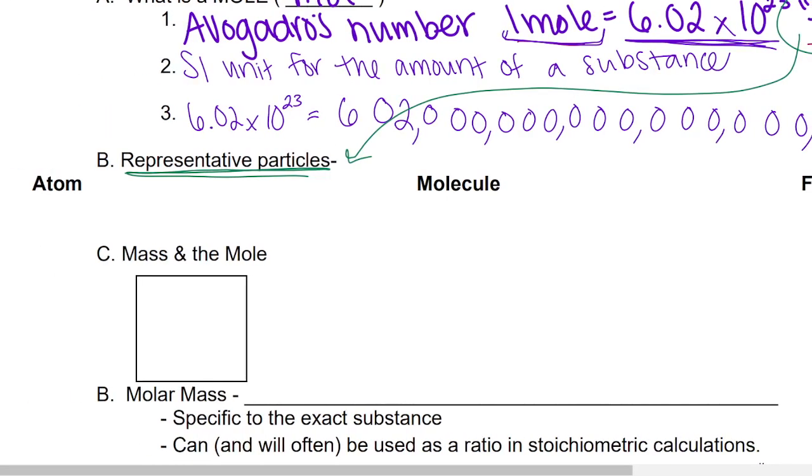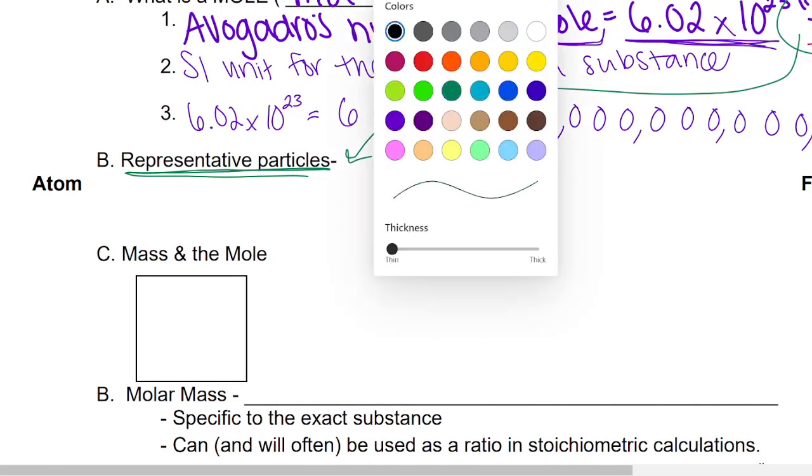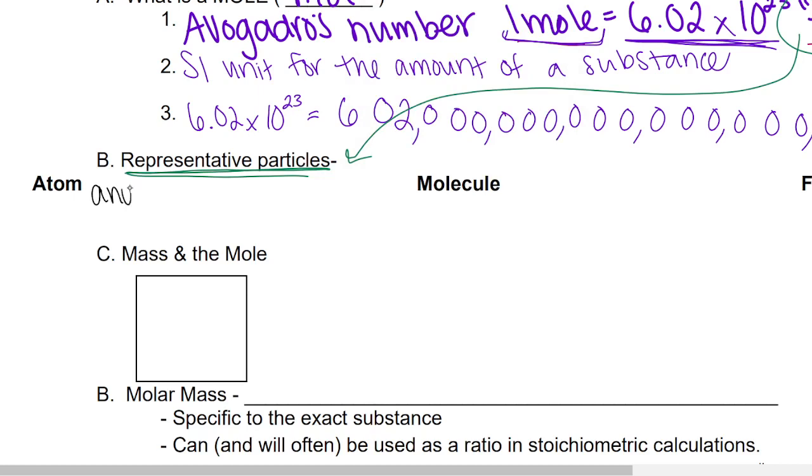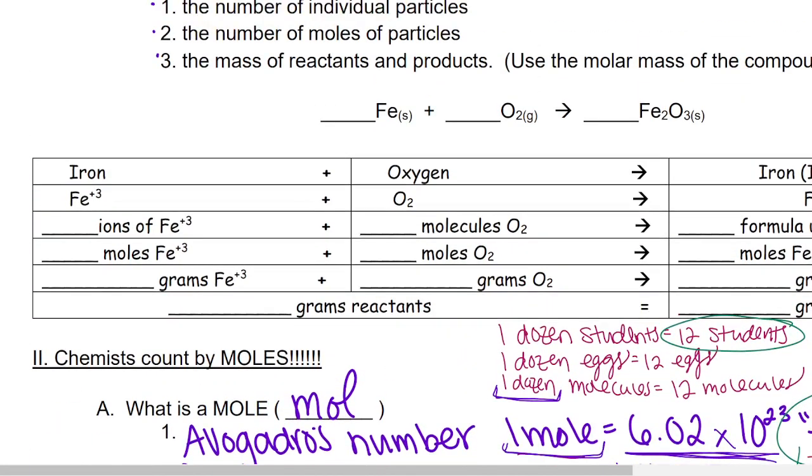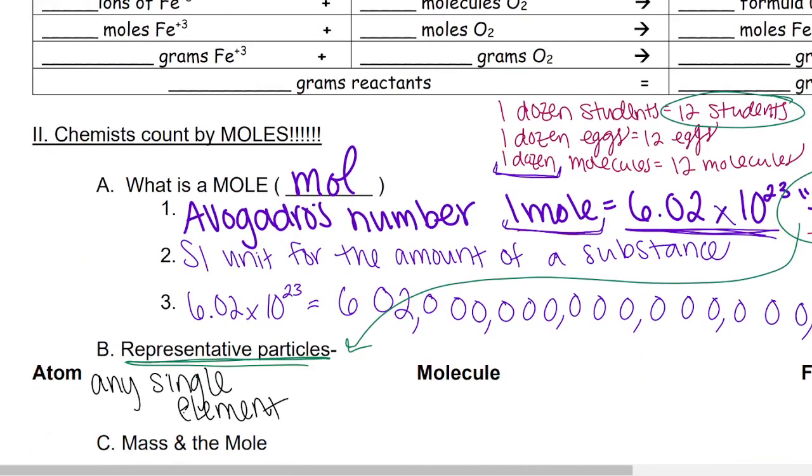So here I have an atom. On your periodic table at the top, you should have a basic definition for atom, which is just what? Any single element. So an atom is going to be any single element. So I could have a mole of atoms, or a mole of anything that is a single element. So if I go back up here, this would be called an atom. Or if it's going to have a charge, then I would call it an ion.